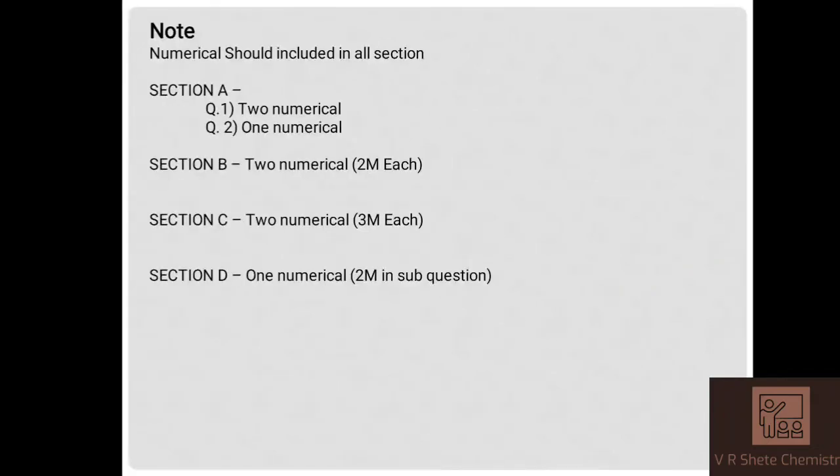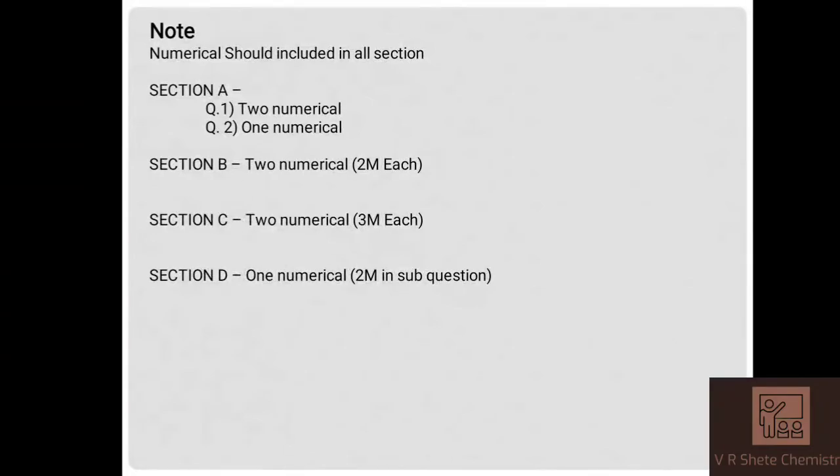One important note in this question paper: each section carries a numerical, so we cannot eliminate the numerical part from chemistry. Section A contains question number 1, that is MCQ. There are 2 MCQs which contain numericals. Question number 2, a 1 mark question, so one numerical will be there from this question. Either it will be from solid state, or from solutions and colligative properties, or chemical kinetics.